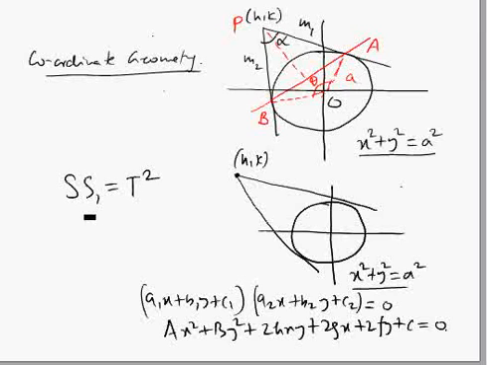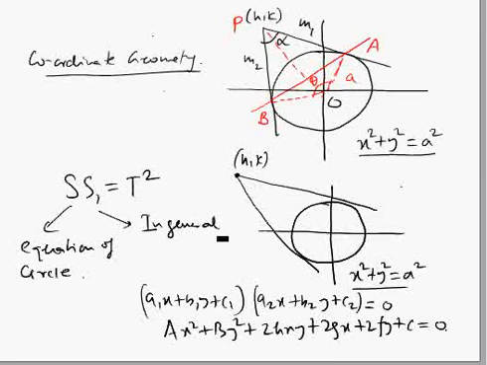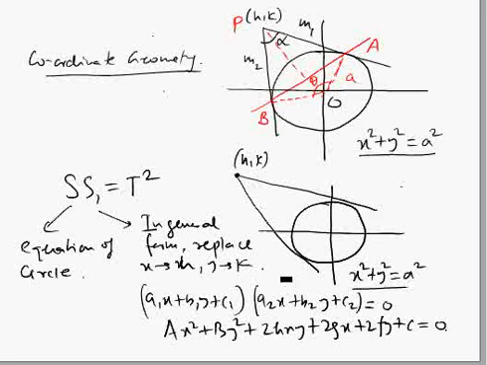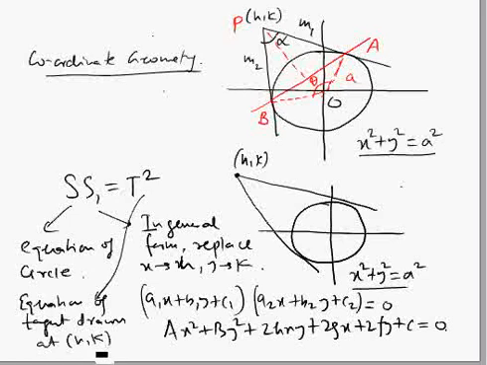In SS1 equals T square, S is the equation of the circle, or it can be any conic, in general form. Replace x by h and y by k, because you want to draw tangents from (h, k). This gives S1. And T is the equation of the tangent drawn at (h, k) to the circle or any conic. Now there's no relationship with a tangent here. Just to learn the result easily, we are making an analogy where this part comes from the tangent result, but no tangent is involved here.